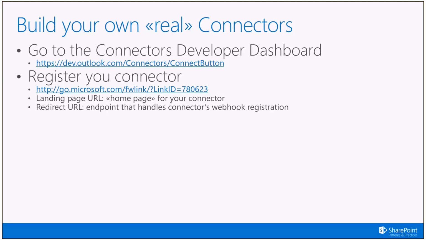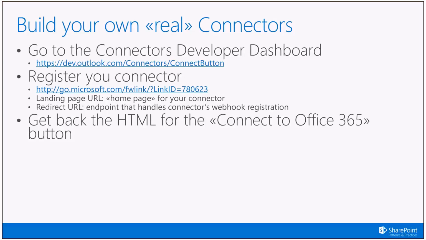And just after that, you will get back a bunch of HTML code, which will include the orange button you saw in the architectural schema. And that orange button will have a hyperlink under the cover that can be followed by a user who wants to connect your connector to a target group.